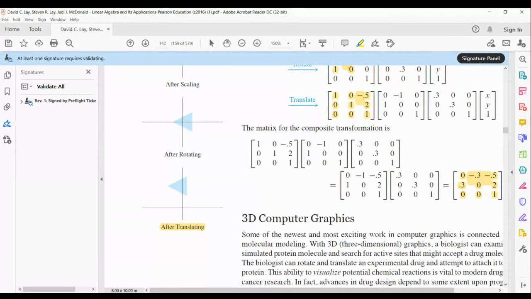If you multiply that triangle matrix, the matrix that represents the coordinates of the triangle, by this matrix here, 0, negative 0.3, negative 0.5, 0.3, 0, 2, 0, 0, 1, that's going to be your new result. And that's how you get animation. That's how you get animation.